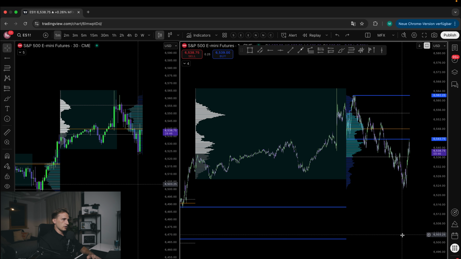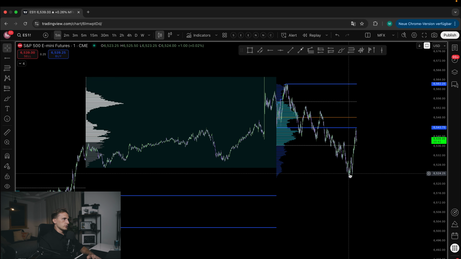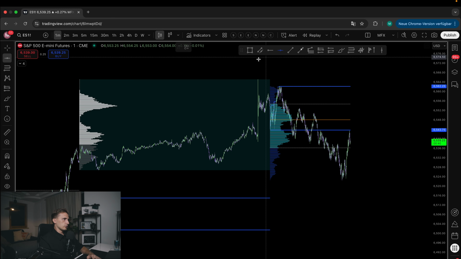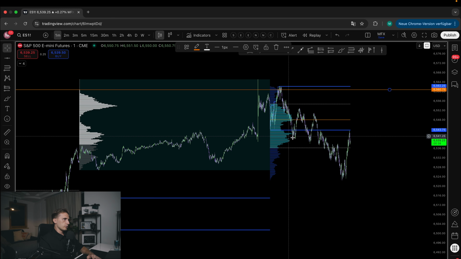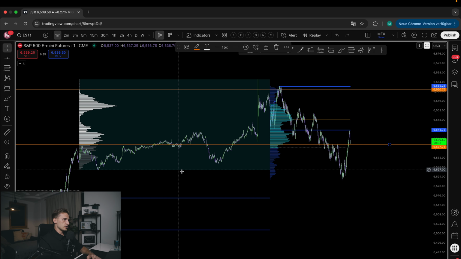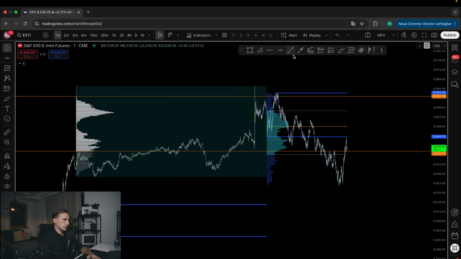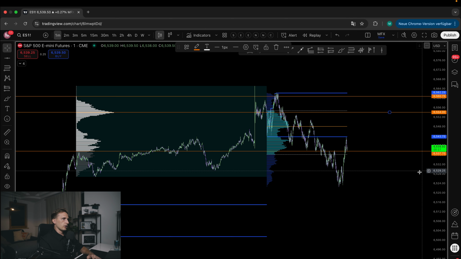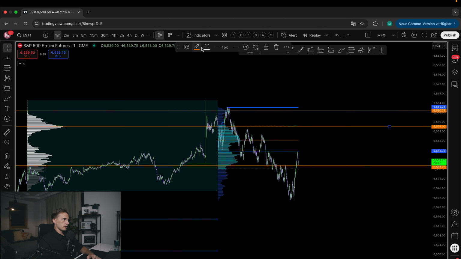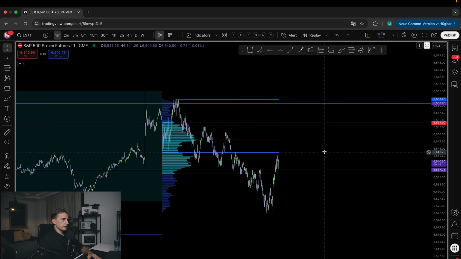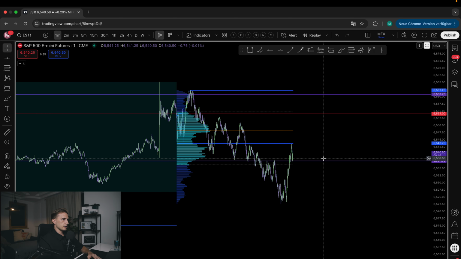So let's make the right chart a little bit bigger. What I'm always doing is I mark out the overnight session value area high, which is there, and the overnight session value area low, which is there. I'm also using the point of control from the overnight session. Let's make this another color. The two purple lines are the value area high and the value area low, and the red line is the point of control.